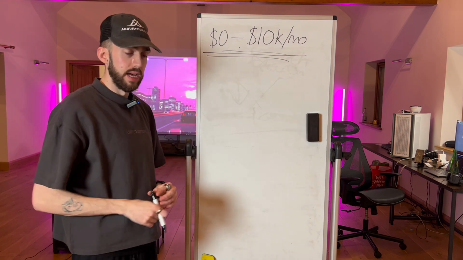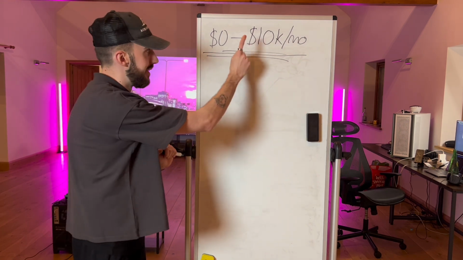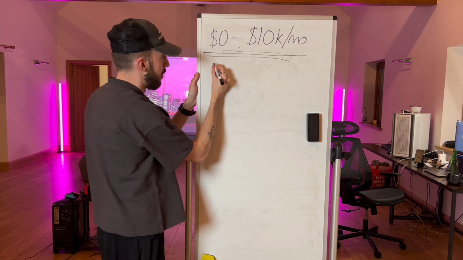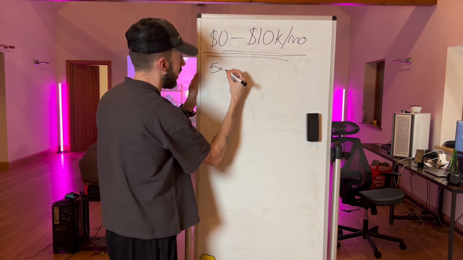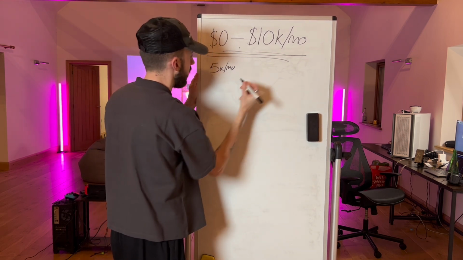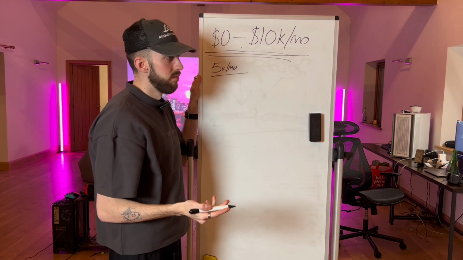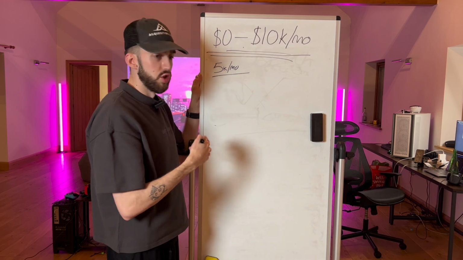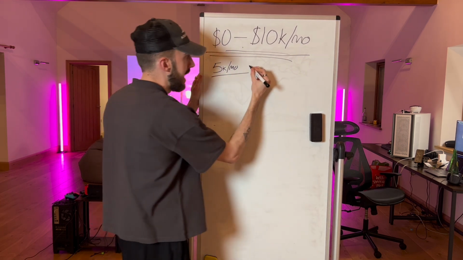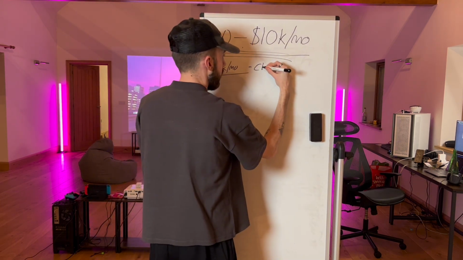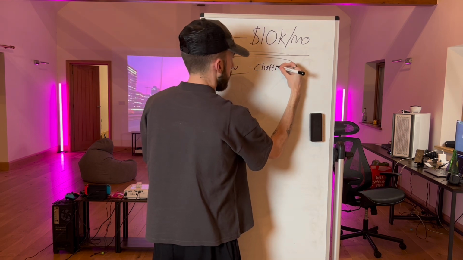Inefficiencies would be stuff like, at this stage, let's just take a model, right? You're speaking to a model who's making 5 grand a month. She probably has no idea what she's doing with chatting. Chatting is probably going to be a massive inefficiency.